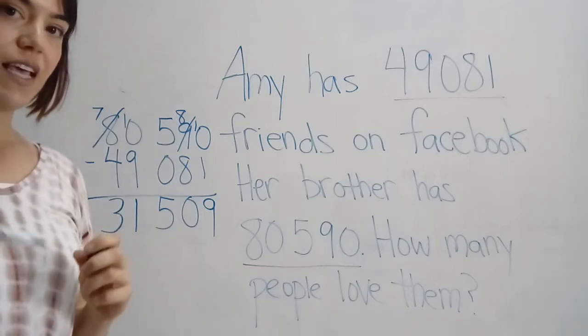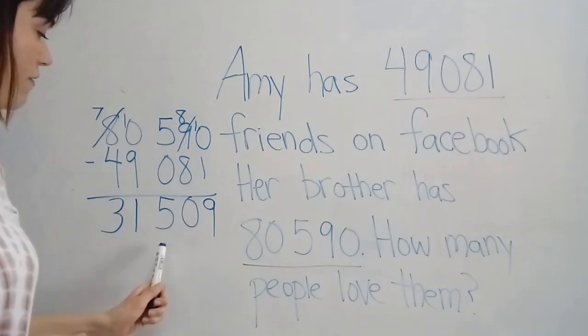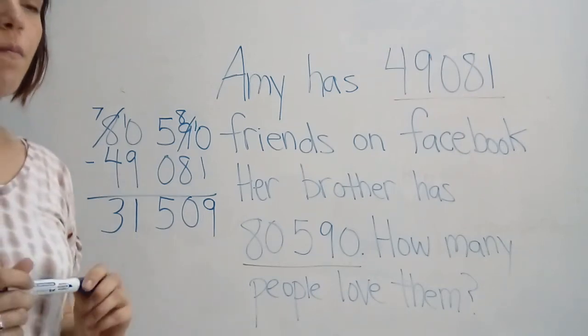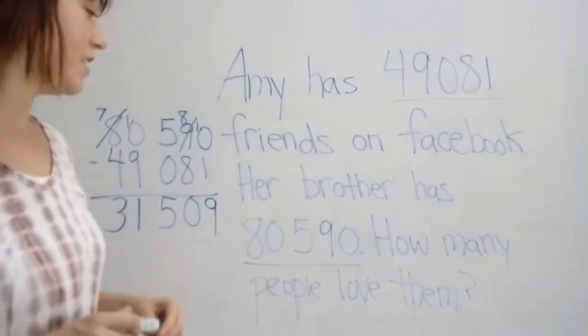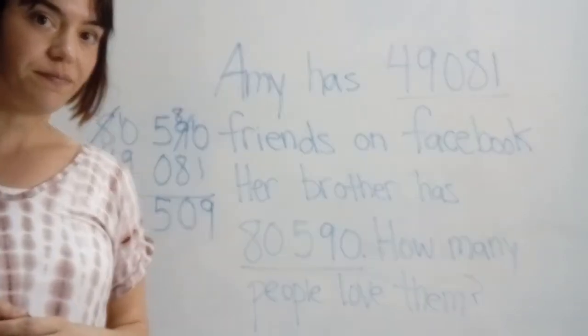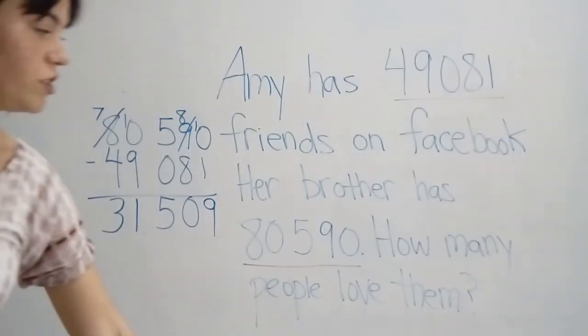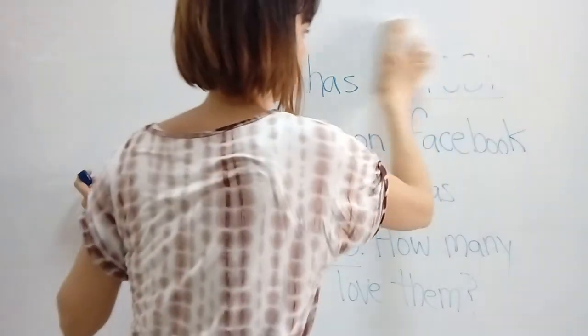The way I could say this in a sentence is that 31,509 more people are friends with Amy's brother than are friends with her. Now, just to show this example again, I'm just going to change the numbers.